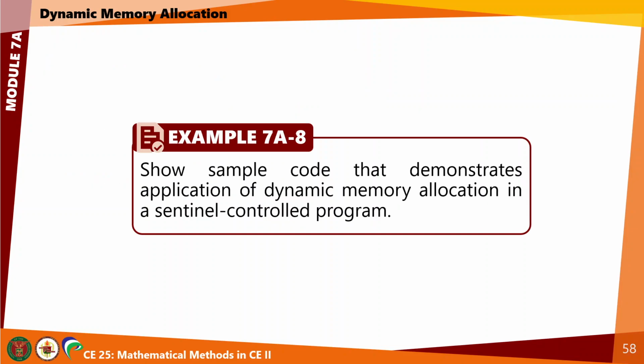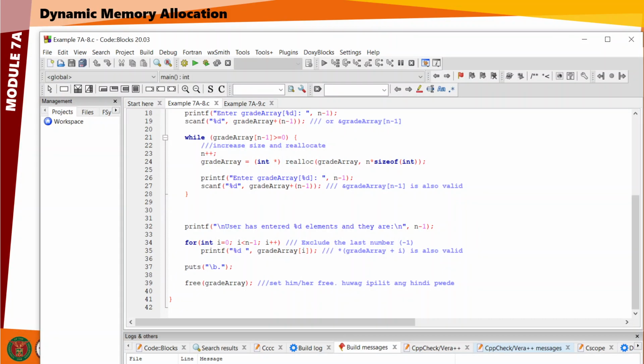Let's see example 7a-8. This one is a sample code which demonstrates yung paggamit or application ng dynamic memory allocation functions sa sentinel controlled program. If you recall, ang sentinel controlled program is user-defined yung input, tapos titigil lang yung pag-scan niya once it encounters a sentinel or a certain value na magpapastop sa pag-scan ng ating program. Okay, let's show this one example.